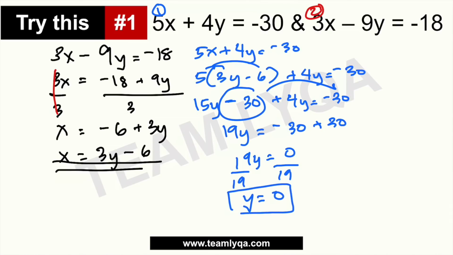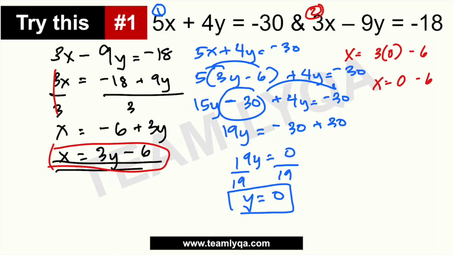Now, using that, isa-substitute naman natin siya doon sa ating initial, okay, na nakuha, which is this. So, ibig sabihin nun, x is equal to 3 times 0 minus 6. So, x is equal to 0 minus 6 or x is equal to negative 6. Yan yung nakuha nating sagot. Ang y ay 0, ang x ay negative 6.